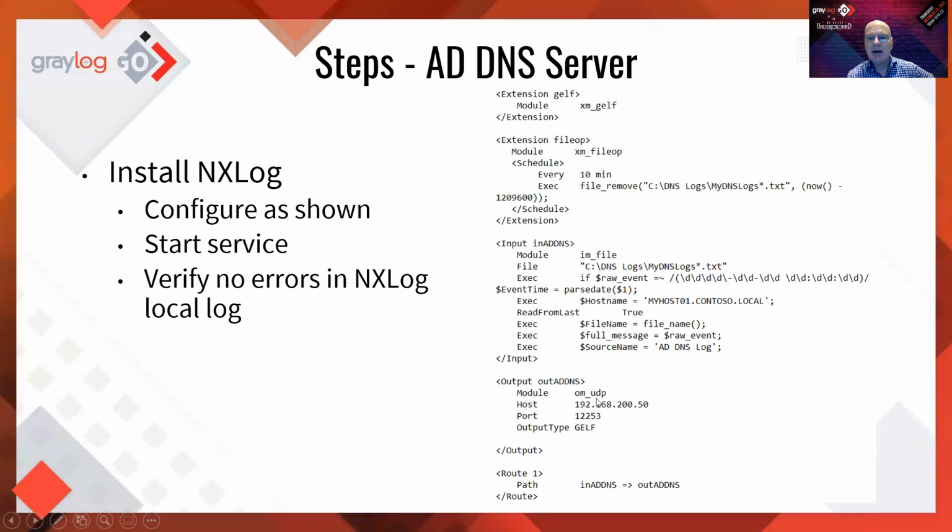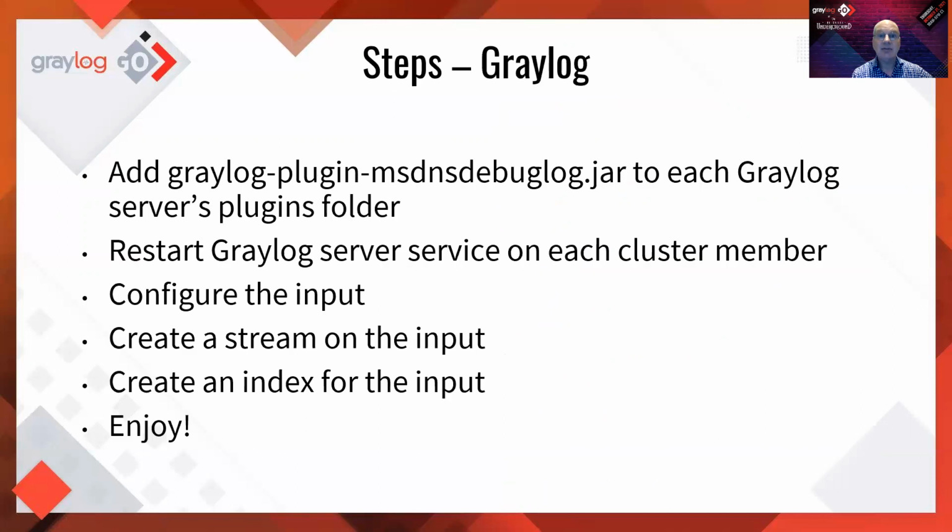And then we create the output, which is a UDP output that's connected to this port here, 12253, which would be the same as the input port on your Graylog cluster. And we're using the output type as GELF, Graylog Extended Log Format. And you'll see why that's important once we get to the next step. Then we tell the router within NXLog, hey, take this thing that's in my input and send it to that output. So now you've got this input here going to that output there, and we're ready to go to the Graylog cluster and get that configured.